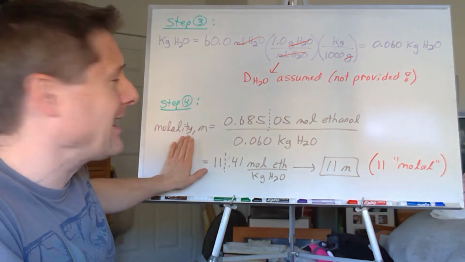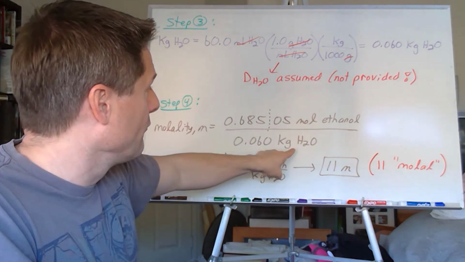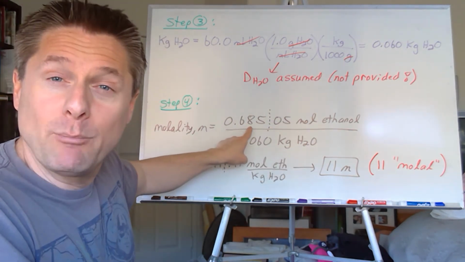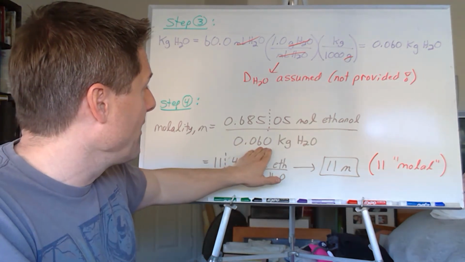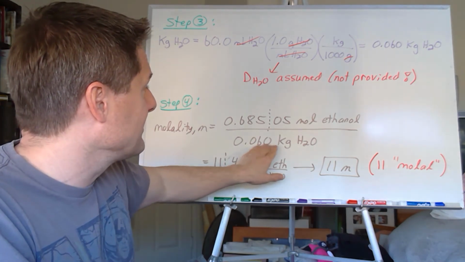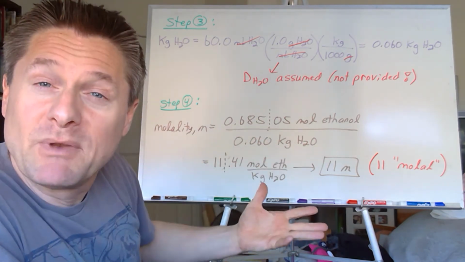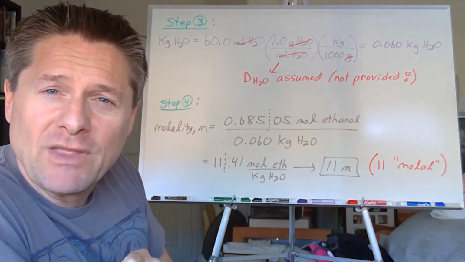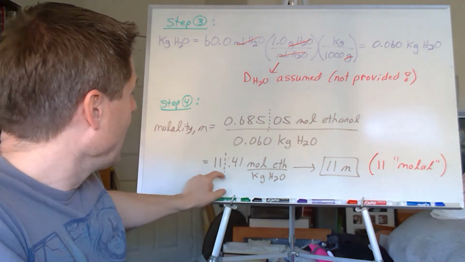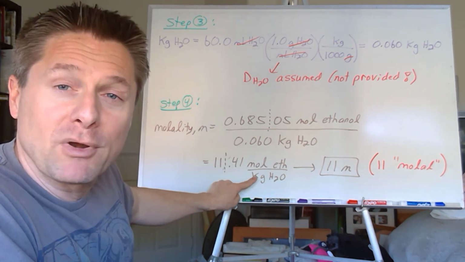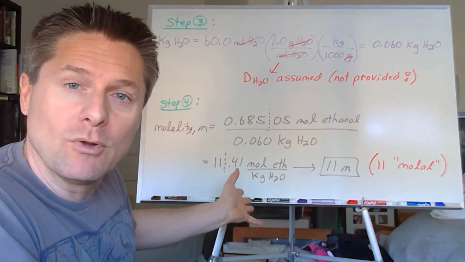We can go on to step 4 and calculate the molality of this vodka solution, which would be the moles of the solute over the kilograms of the solvent. So from step 1, 0.68505 moles of ethanol, good to 3 significant digits. Divide that by the mass of the solvent, the 0.060 kilograms of water we determined in step 3. We're doing a division, so we're limited by fewest sig figs. We got 3 sig figs in the numerator, 2 sig figs in the denominator, so our answer is limited to 2 significant digits. I get 11.41 moles of ethanol per kilogram of water. Good to 2 sig figs, so that is closer to 11 than to 12, so we'll round it to 11.